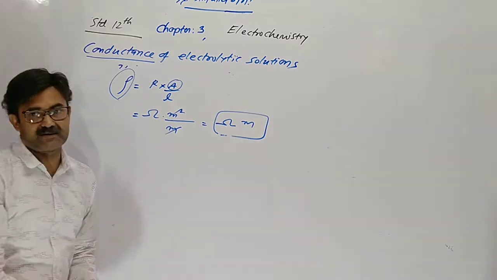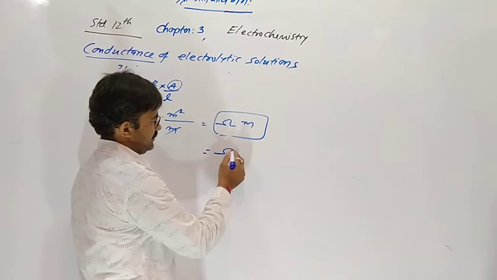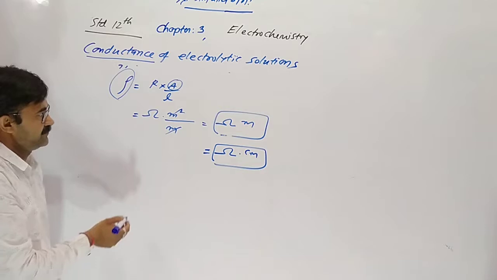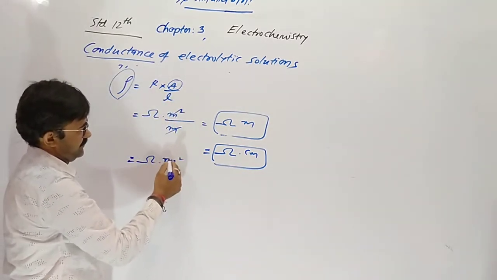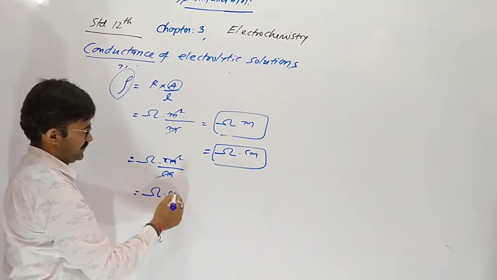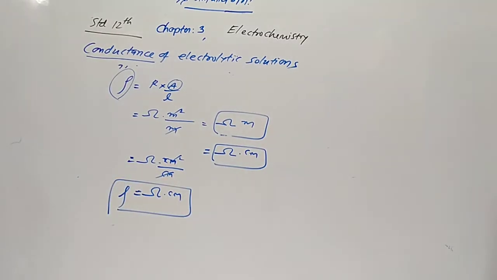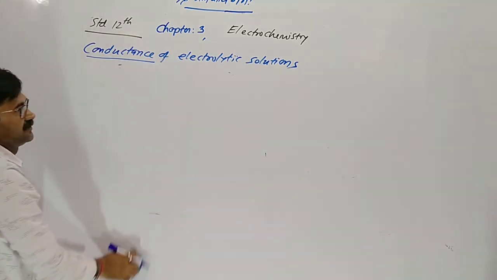Understood? The SI unit is ohm meter, and quite often a sub-multiple is used. So sometimes we also use ohm into centimeter. Why? Whenever area is in centimeter square and length in centimeter, the unit is ohm into centimeter. Understood?